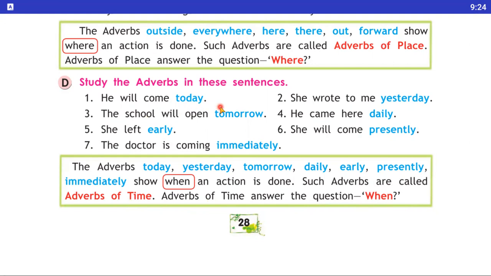Okay student. So now in the number 6 sentence, she will come presently. So here presently is an adverb. When will she come? Yes, she will come presently. Okay, here presently is an adverb of time. Okay student, have you understood the adverb of time? When we get the answer from the word when. Okay, now let's move on to the next page.